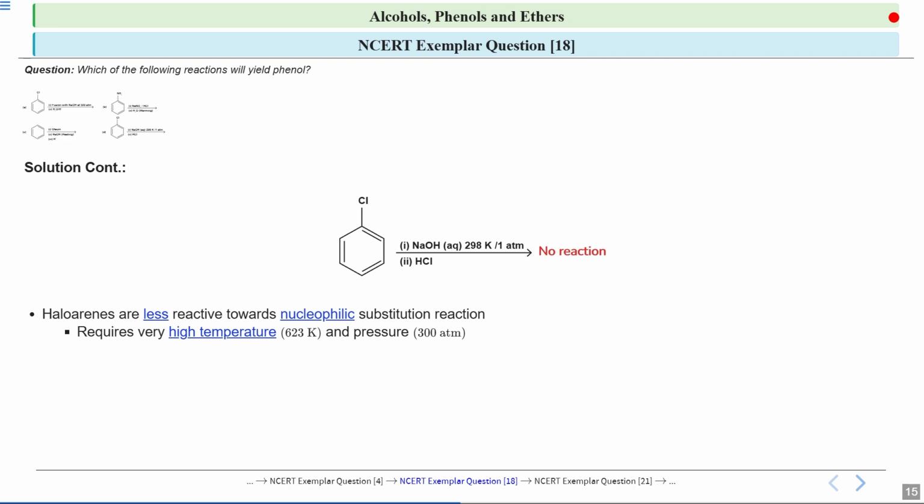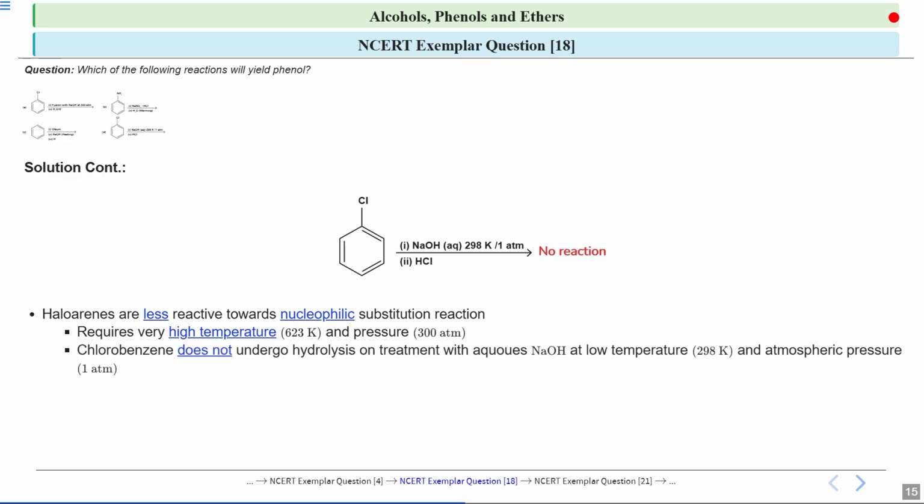This is because the reaction needs significant energy to overcome the stability of the aromatic ring, because this aromatic ring is quite stable. So chlorobenzene does not undergo hydrolysis on treatment with aqueous NaOH at low temperature, which is 298 Kelvin, and atmospheric pressure, which is 1 atm. So this will show no reaction. This highlights the need for extreme conditions to facilitate the reaction. That is why the correct options are A, B and C, because in option D no reaction is happening.